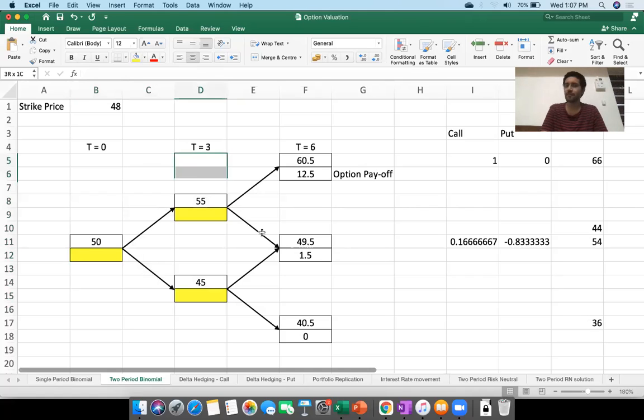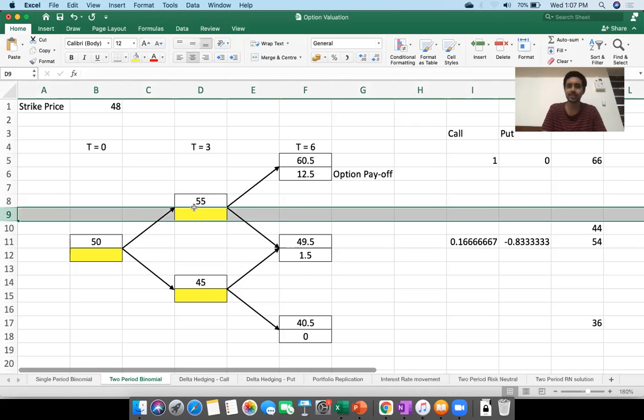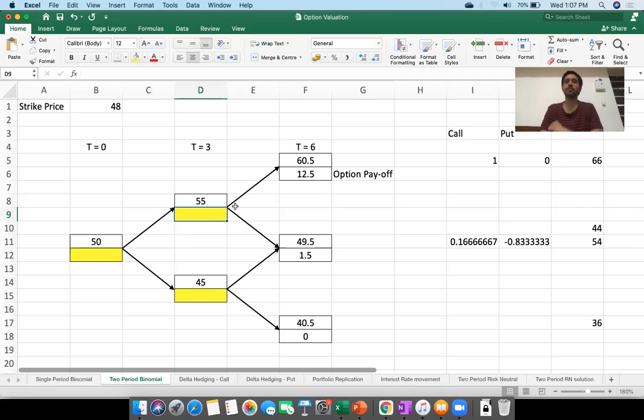For instance, if we are valuing the upper node, we are not going to look at any other portion of the binomial model. We are going to value the option at D9, with D9 being this cell, as the present value of the expected payoff. Expected payoff is either 12.5 or 1.5. Just like what we did in the single period, we would be calculating the probability of the upside movement and the probability of the downside movement. We will calculate the expected payoff and discount it using the risk-free rate for 3 months, because we are only bringing the value from t equal to 6 to t equal to 3, right? So our time period over here becomes 3 months.